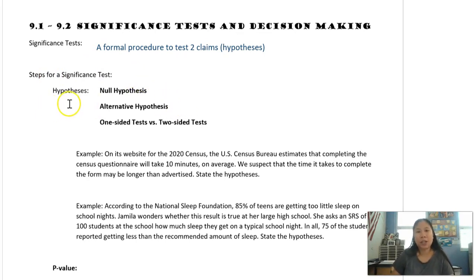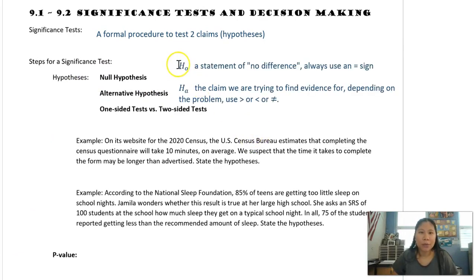First thing is to write out the claims or the hypotheses. There are two: the null hypothesis and the alternative hypothesis. The symbols that we use for them look like this. For the null hypothesis, we have a capital H, for hypothesis, and then a little 0 as a subscript. It's read as H naught, but we'll just call it H0. This is usually a statement of no difference. We're saying it always equals whatever we're talking about in the problem. So in the H0, you always use an equal sign.